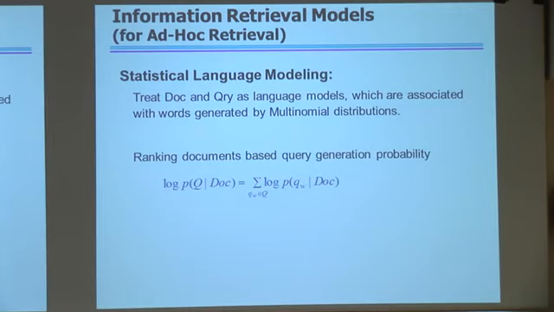So the approach is we first learn this multinomial distribution for each document, and then we calculate the generation probability of the user query given the language models of all those documents, and then we return the document that is associated with the highest generation probability. So the idea is very simple.